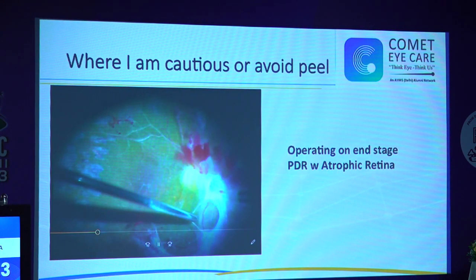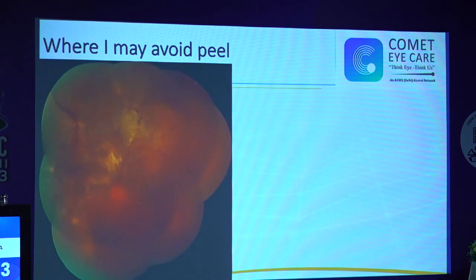So there are some cases where we are cautious or even avoid peel. One important is end stage PDR, because the retina usually is atrophic and friable and the ILM is tightly adhered. Moreover, the fibrosis of NVC usually doesn't progress too much in such cases. The only thing you may miss is that you leave a residual hyaloid which may form ERMs later, but that's not that important.